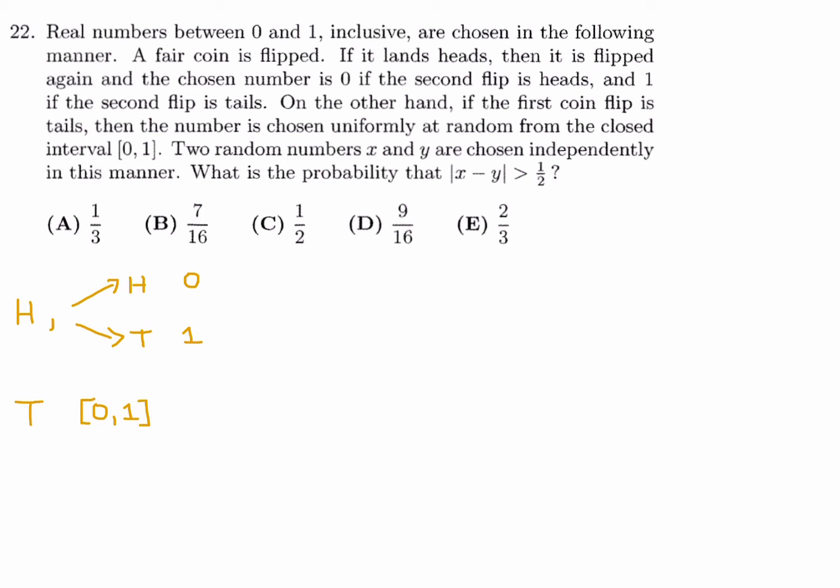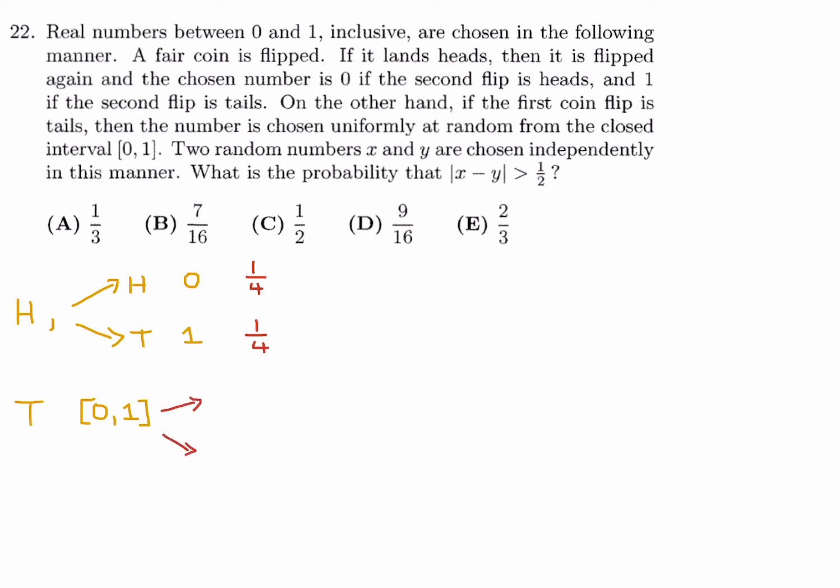So now let's put in the probabilities. The probability of getting a head is a half, and the probability of getting another head is a half. So the probability of getting 2 heads in a row is a half times a half, which is a quarter. Probability of getting a head is a half. Probability of getting a tail is a half. So the probability of getting a head and then a tail is a half times a half, which is a quarter.